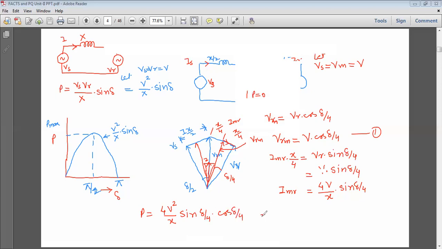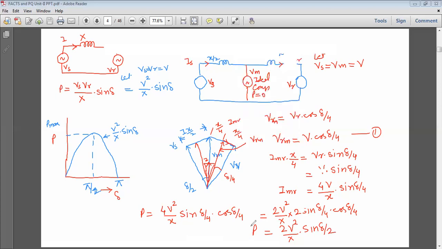Can we write this equation as 2V square upon X, with the 2 remaining, multiplied by twice sine delta by 4 into cos of delta by 4? Now twice sine delta by 4 into cos of delta by 4 is nothing but sine of delta by 2. So as per this equation, the power P is equal to twice V square upon X into sine delta by 2. So this is the equation.